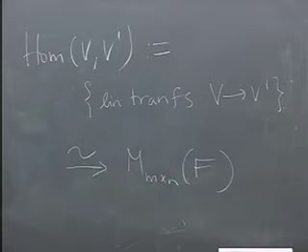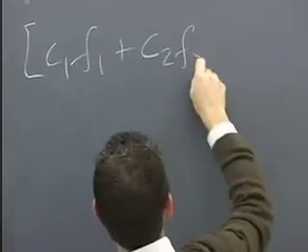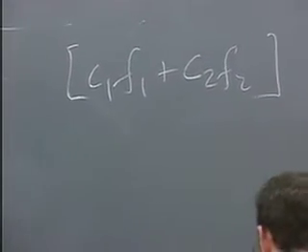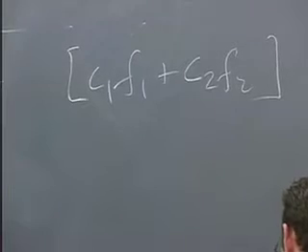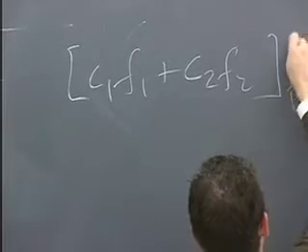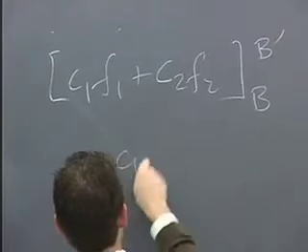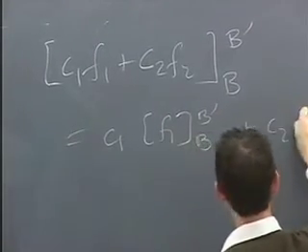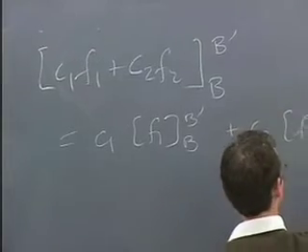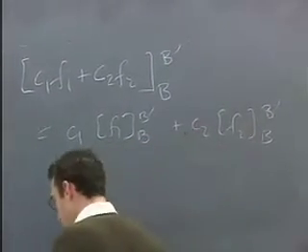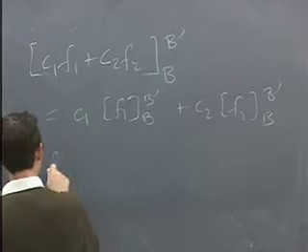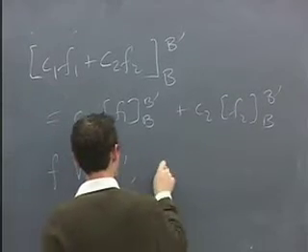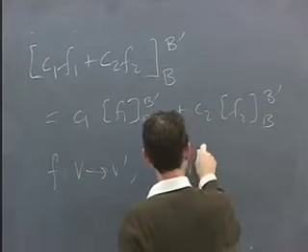So, put explicitly, C1F1 plus C2F2 with respect to some B and B prime is equal to C1F1 with respect to B and B prime plus C2F2 with respect to B and B prime.